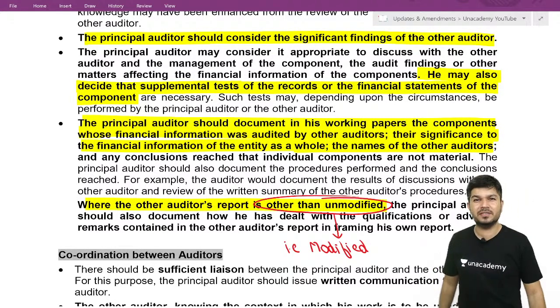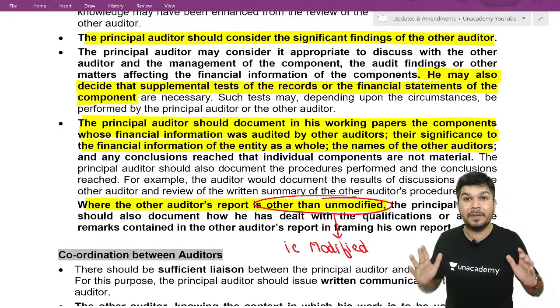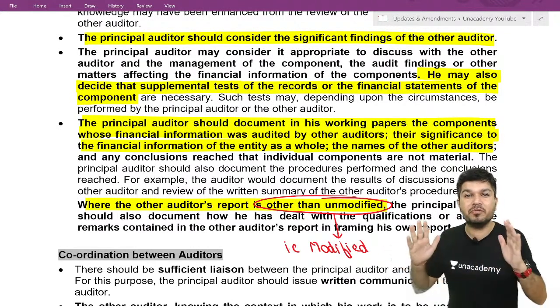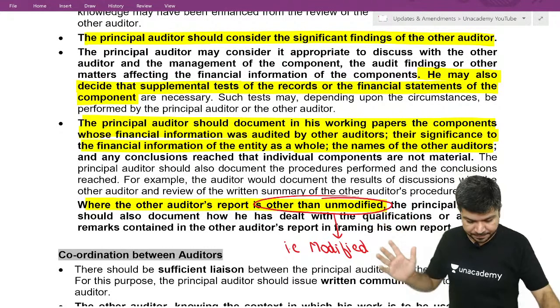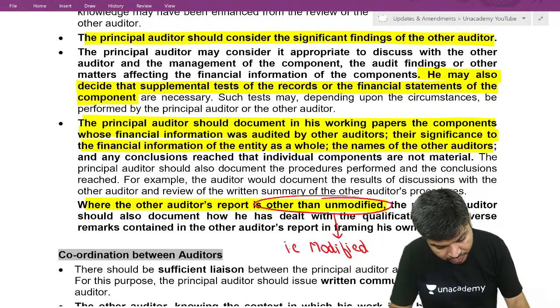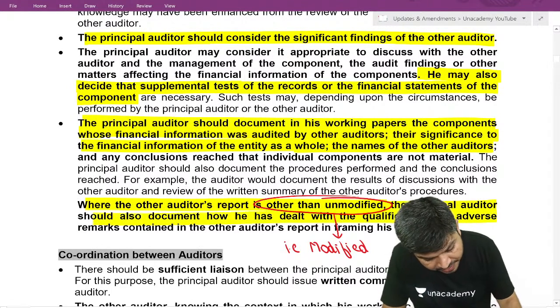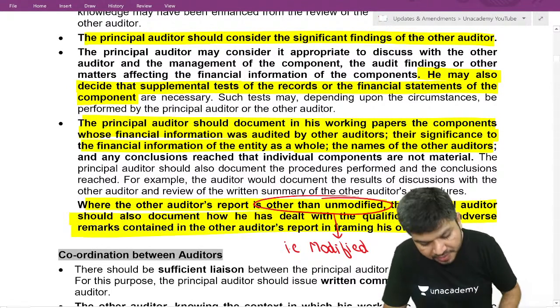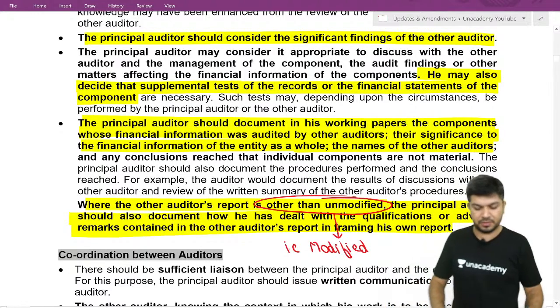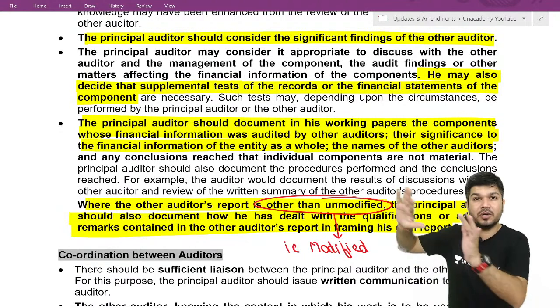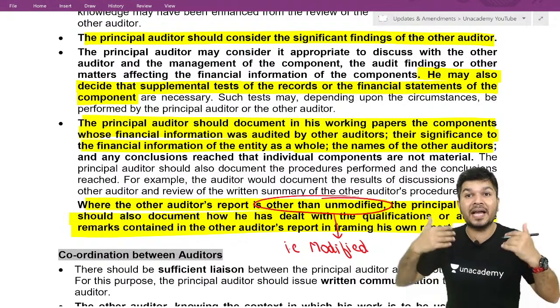No. I need to consider the materiality of that thing for the company as a whole. Something might be material for the branch, but may not be material for the overall company. The principal auditor should document how he has dealt with such a qualification while forming his report. If the branch auditor gave a modified report, what did I do with it?